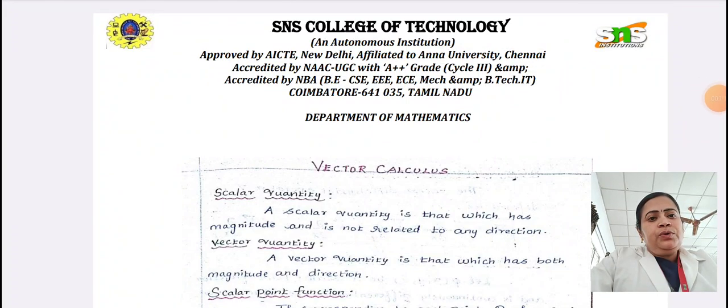In this lecture we are going to see about vector calculus and some basic definitions in vector calculus. So the first one is scalar quantity. A scalar quantity is nothing but it has magnitude and is not related to any direction, whereas a vector quantity is nothing but it has both magnitude and direction.